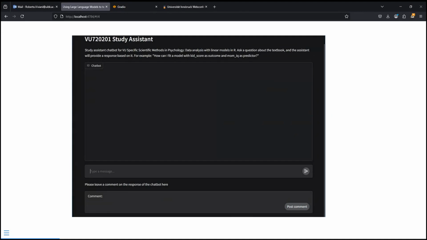For example, if one asks, and we have a lot of examples with data of kids, predicted by mothers' IQs, what are the predictors that we were using to predict child IQs, the chatbot would be able to give a reasonable answer or recall the models that we were discussing in class, which a general chatbot would not do.